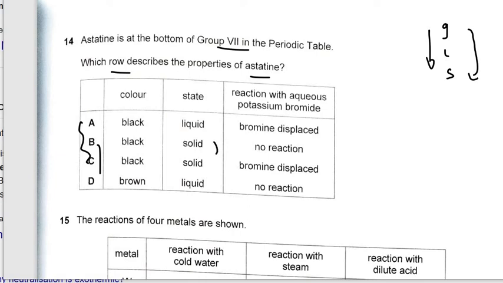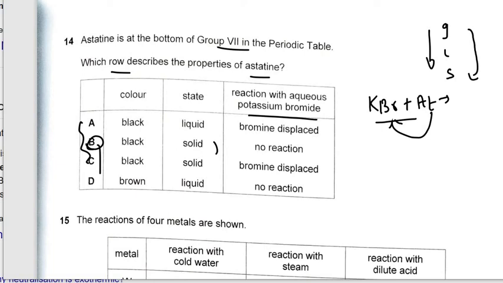Now when you are putting aqueous bromide plus astatine, right? Can you see a reaction? You will not see a reaction. Why? Because it cannot displace the bromine. So option B is the only correct option you have. Tell me why it cannot displace. Because astatine is less reactive than bromine and cannot displace it.